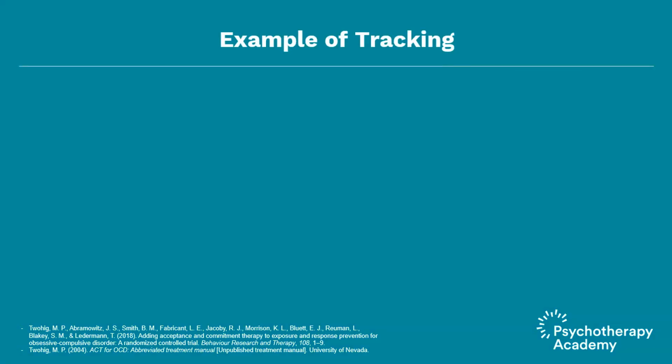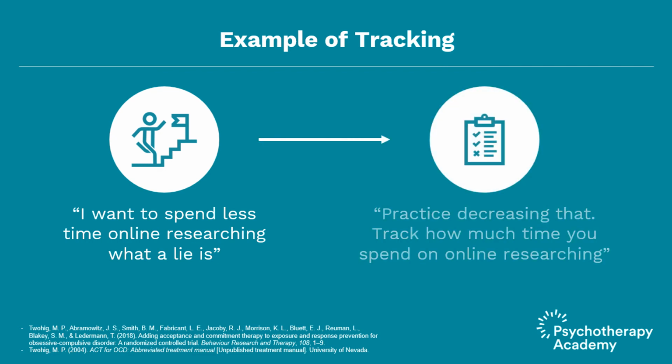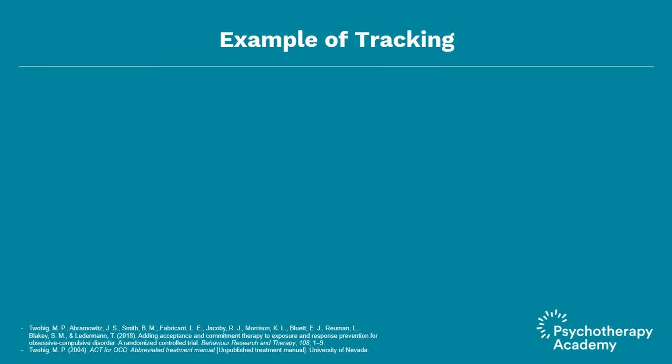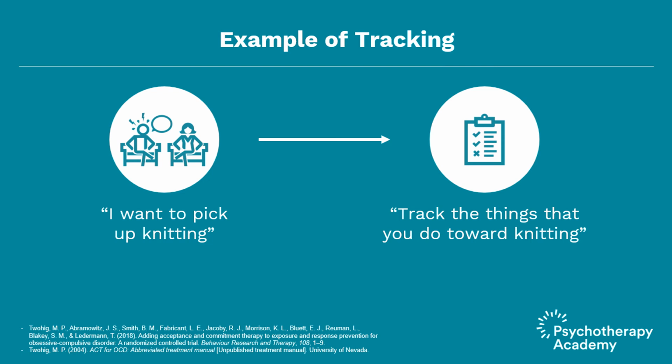So one way I might talk about this with this client is to say, okay, one of your goals is to not do so much online researching about what a lie is. So let's have you practice decreasing that. And we're going to have you track how much time you spend on online researching. And I also want to know how you're spending that time when you're not online researching. So if you're not doing that online researching, how would you spend your time? And she might say something like, I don't know, I've always wanted to pick up knitting. Cool. So maybe we could also have you track the things that you do to work toward knitting. Or they might say, I really wanted to go have dinner with a friend.